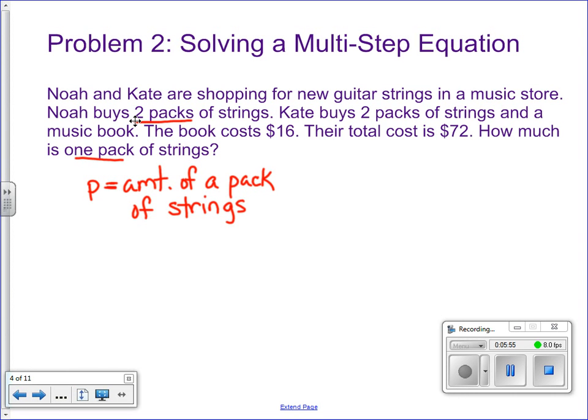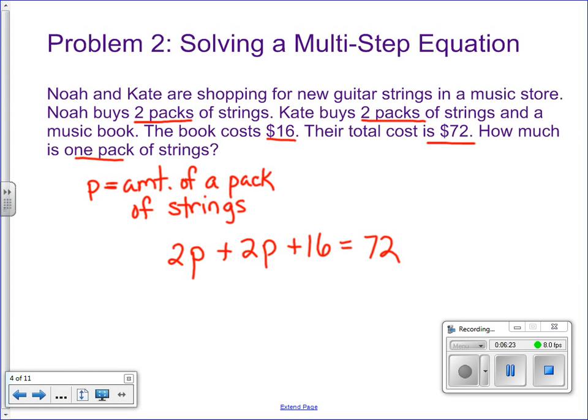All right, so we know Noah buys 2 packs. That would be 2P. Kate buys 2 packs of strings. There's another 2P. And she's buying a music book, and the book costs $16. So we're going to add on $16. Our total cost is $72. So here is our equation.